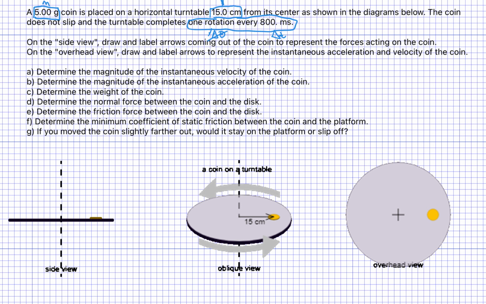However, we're going to treat that as if that is just an omega. So that omega is one rotation every 800 milliseconds. Okay. Anyway, we'll deal with that when we get down there.